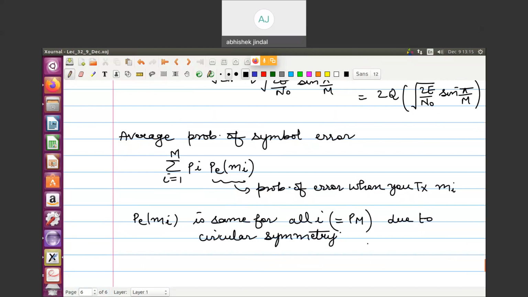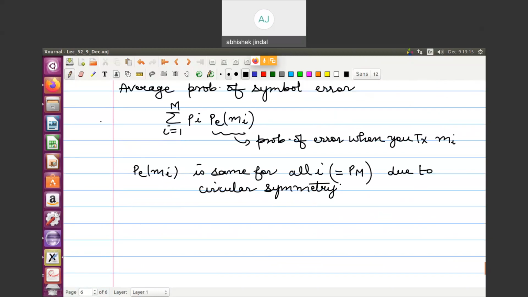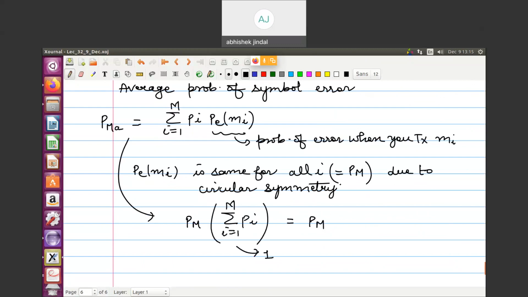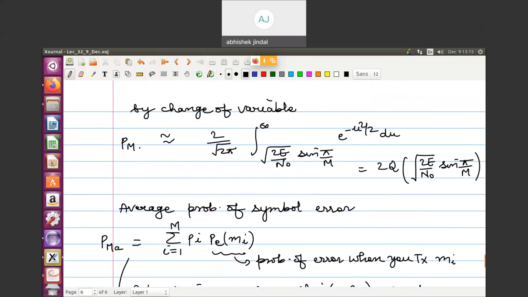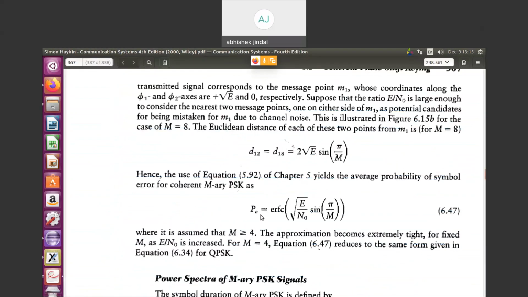So this means, suppose P of M A is the average probability of error, this is equal to P of M times the summation over i equal to 1 to capital M of P of i, and this is nothing but 1, which is equal to P of M. So you can say that the average probability of symbol error is also this. So let us see what Haykin has written, in the chapter on the average probability of symbol error for coherent MPSK.